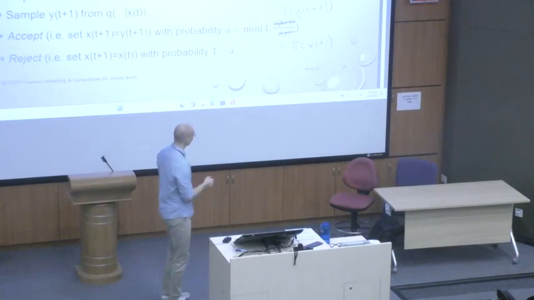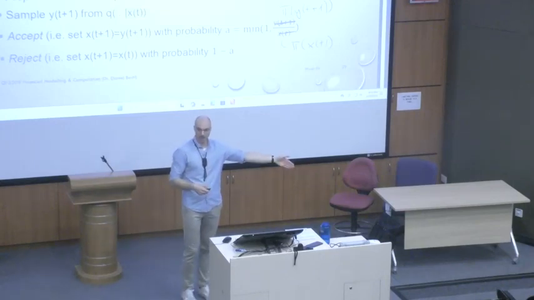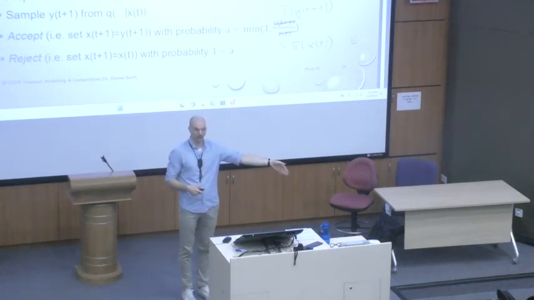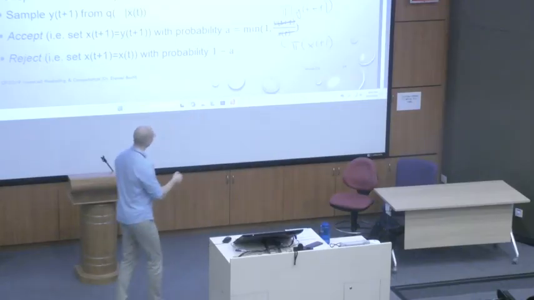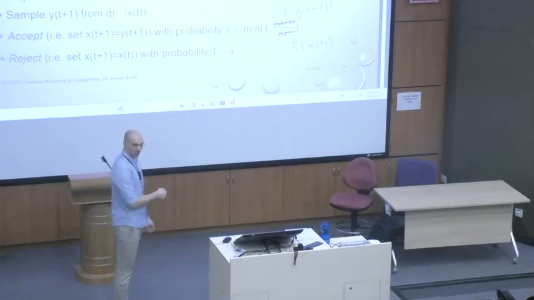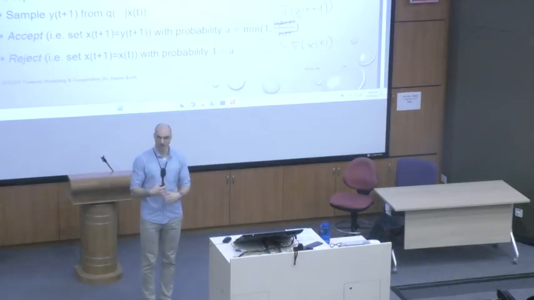Whereas, on the other hand, if this proposes a step where the density is very low, I know I shouldn't see samples there. That means alpha is very small, which means I will reject. I will just stay where I am.